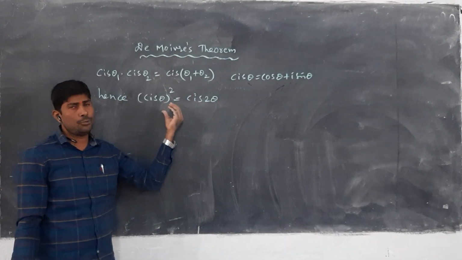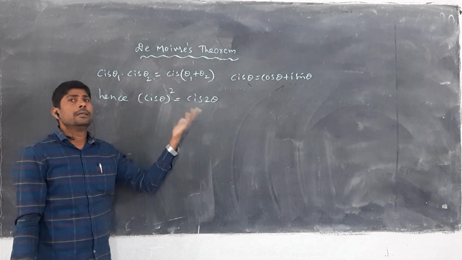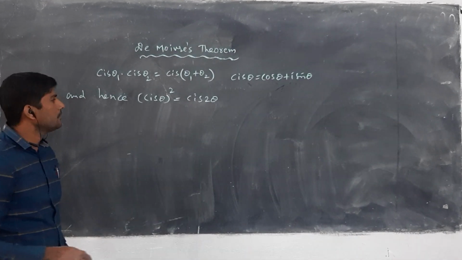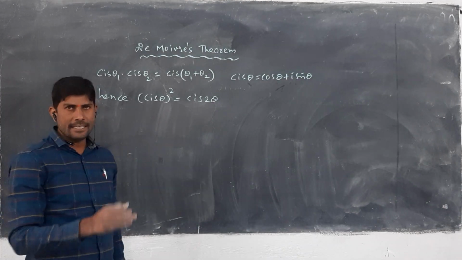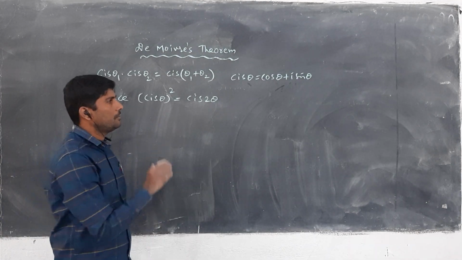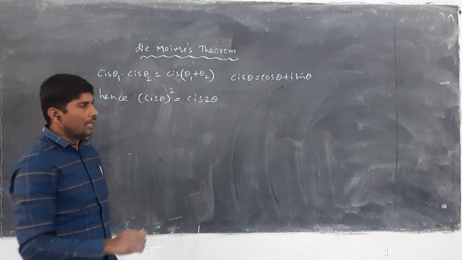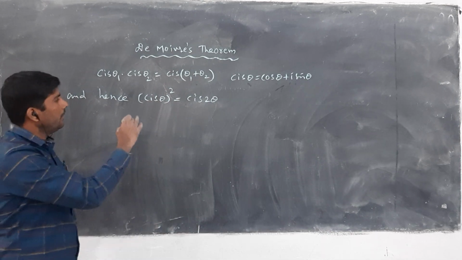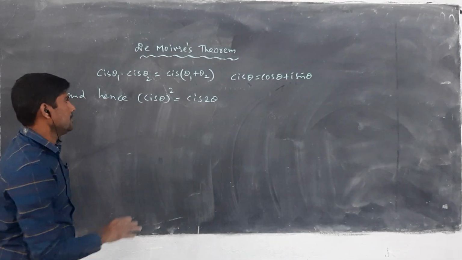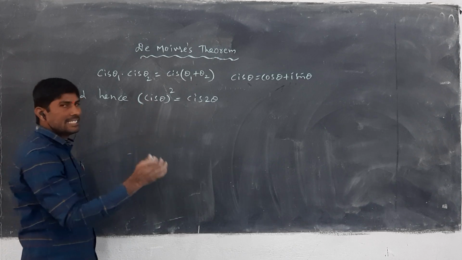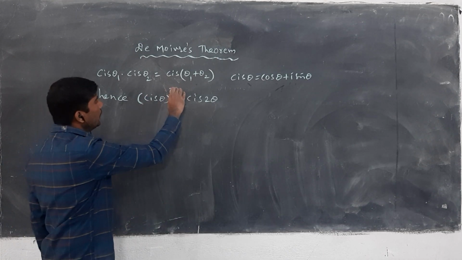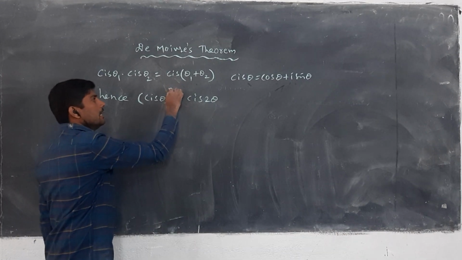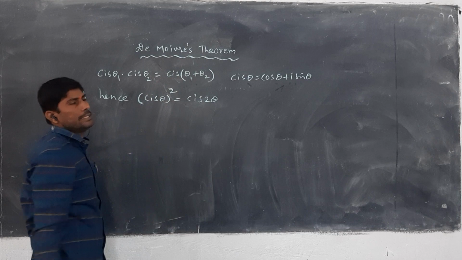We already learned these two formulas in the previous class or previous chapter. The same formulas are extended in this chapter to integral indices. The extension of these formulas is called De Moivre's theorem.